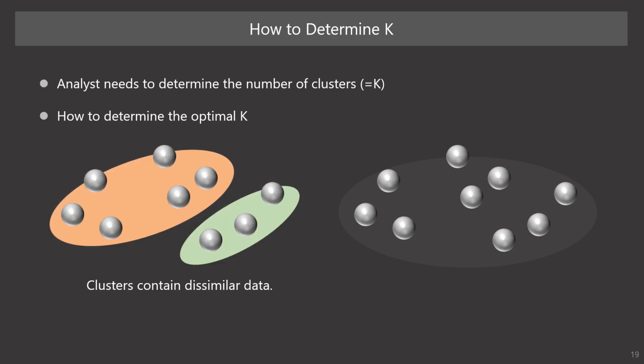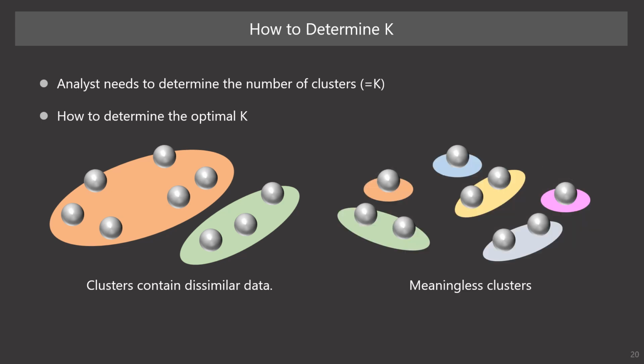If k is too small, the similar cases are grouped into the same cluster, and thus the clustering is not meaningful. If k is too large, each cluster will be too small, and the clustering is meaningless for making our analysis efficient. So, how can we determine the number of clusters, k, at the beginning of the analysis?